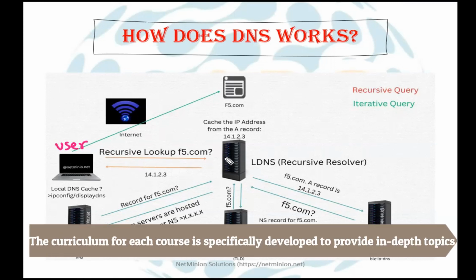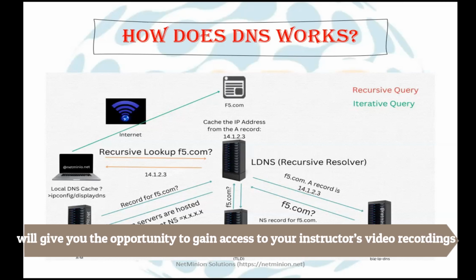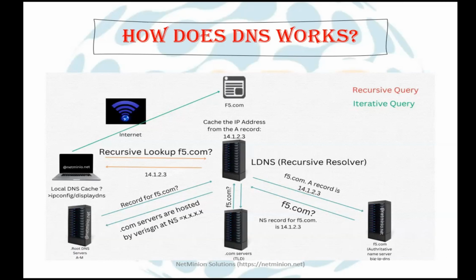First, it will do the recursive query with your LDNS. And if the result is not there in the LDNS, then it will do the iterative query to the other authoritative servers, I mean, .com, .root servers and all. And .com, .root servers and all will provide the IP address of the authoritative or non-authoritative DNS server. So once it receives the details of the authoritative or non-authoritative DNS server, it will get those IPs, the local DNS will cache it, and it will send back to the user laptop.